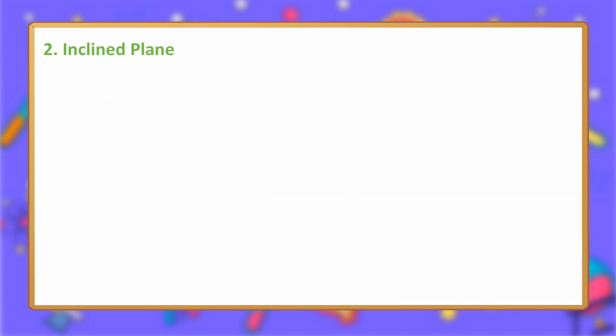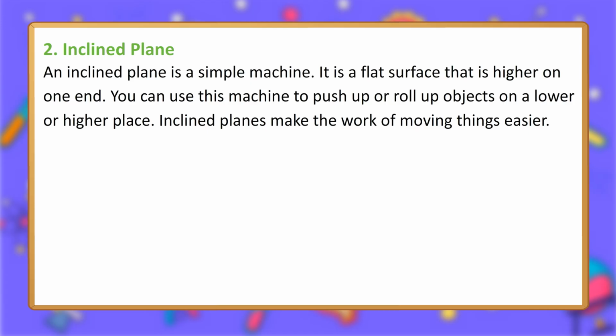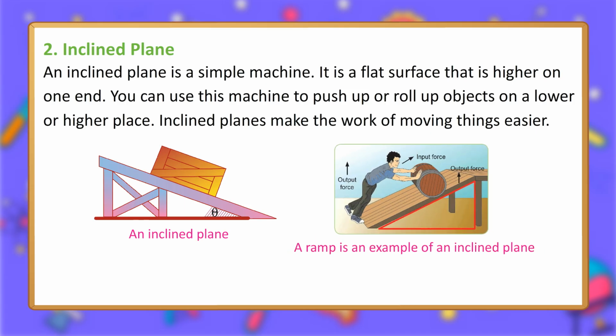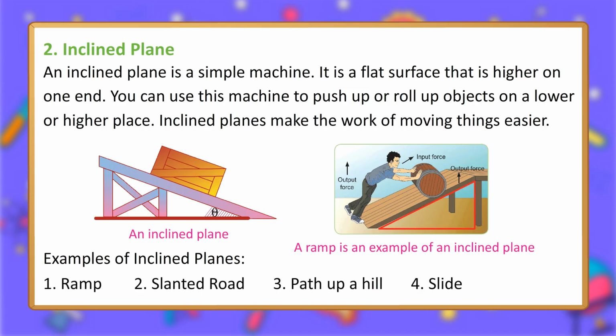2. Inclined plane. An inclined plane is a simple machine. It is a flat surface that is higher on one end. You can use this machine to push up or roll up objects to a higher place. Inclined planes make the work of moving things easier. A ramp is an example of an inclined plane. Examples of inclined planes: 1. Ramp. 2. Slanted road. 3. Path up a hill.